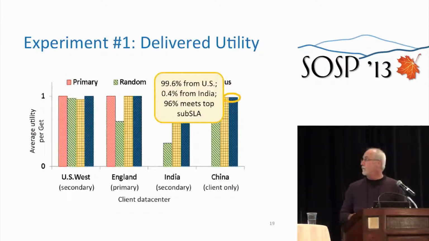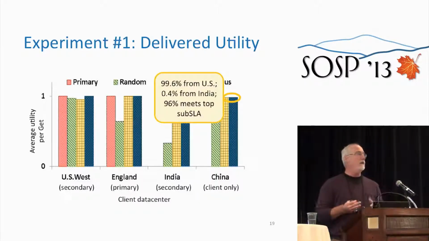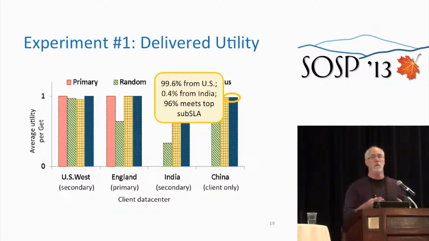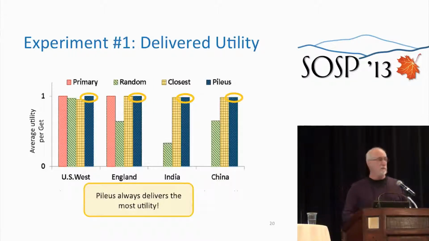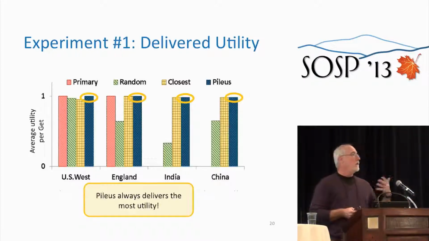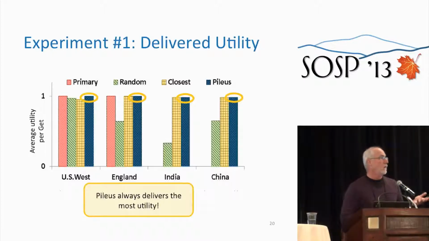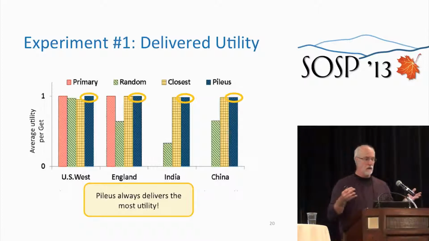Okay, for the clients that are in China and India, they basically split their requests between the US and India, the client in China favoring the US, the client in India favoring India. They don't meet the top SLA 100% of the time, but they come close. They meet it 96% of the time. So in all of these cases, Pileus provides the maximum utility, or the most utility of any of the schemes.